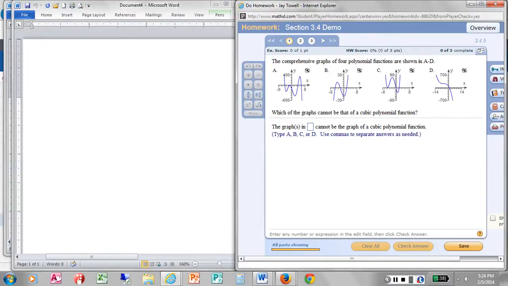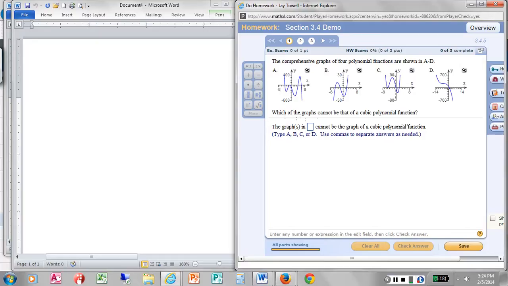Okay, I wanted to mention a couple of problems here for section 3.4 about graphing polynomial functions. And the first one here on this little demonstration is asking about four of these graphs, and it asks which of the graphs cannot be that of a polynomial function.